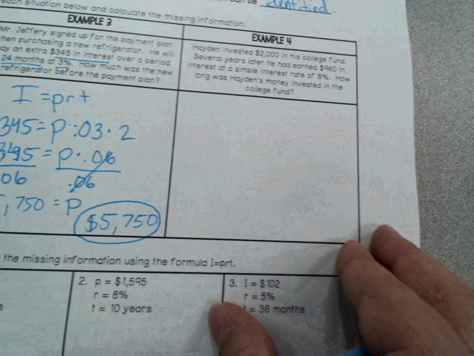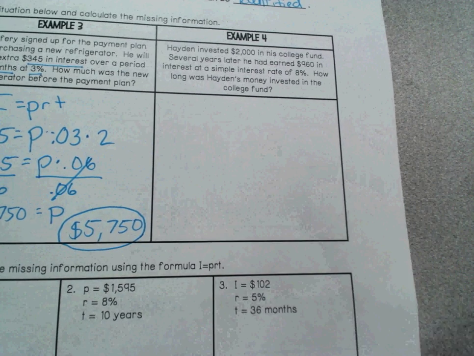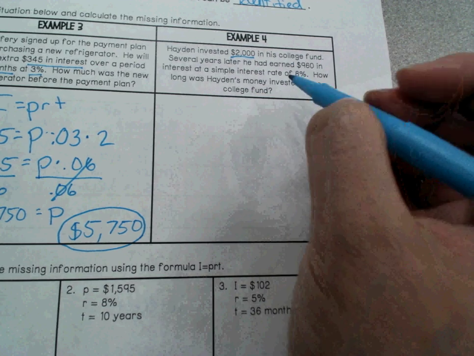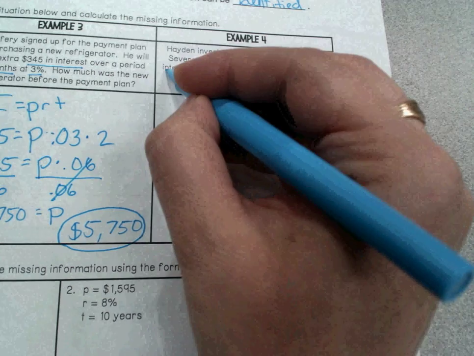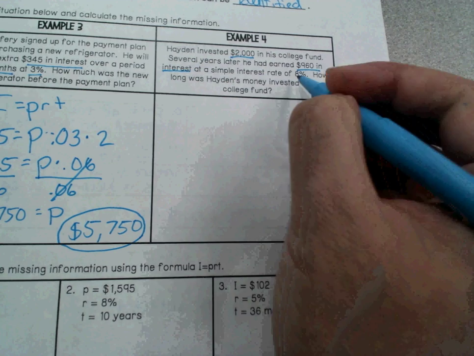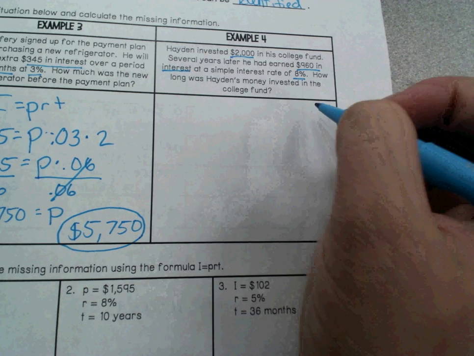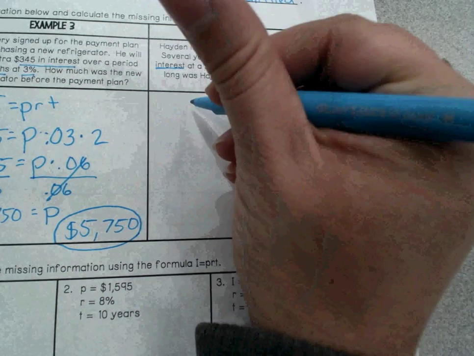Example 4 is going to work really similar. So Hayden invested $2,000 in his savings account, or in his college fund, sorry. Several years later, he had earned $960 in interest at a simple interest rate of 8%. How long was Hayden's money invested in the college fund? So how long was it invested? We want to find the time.